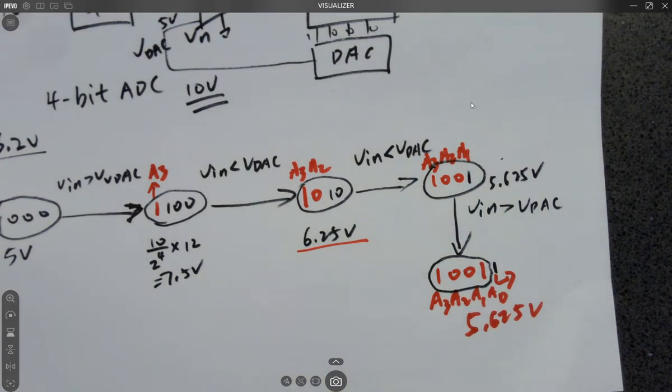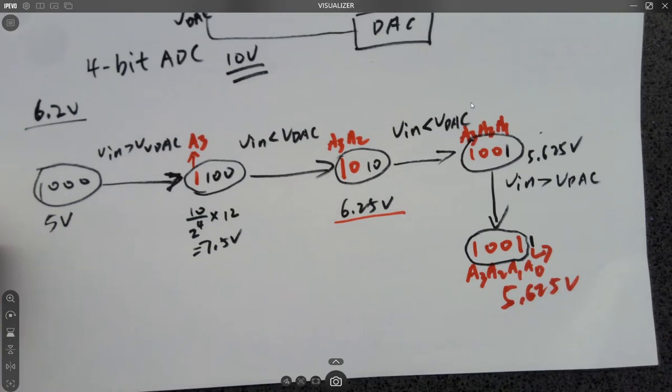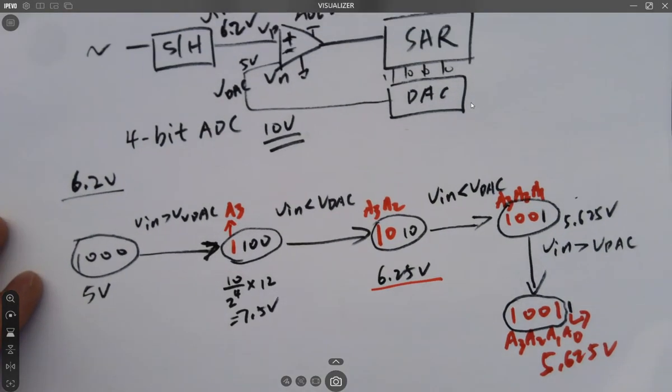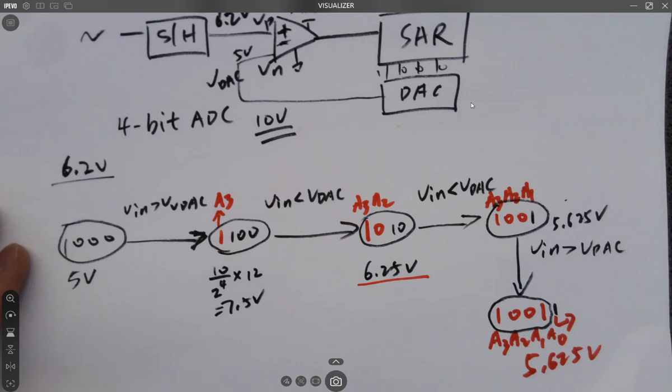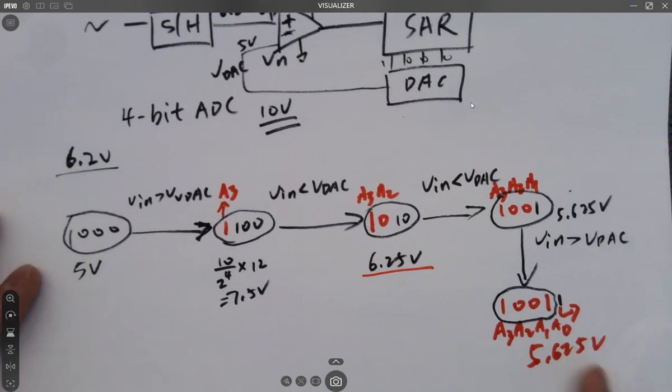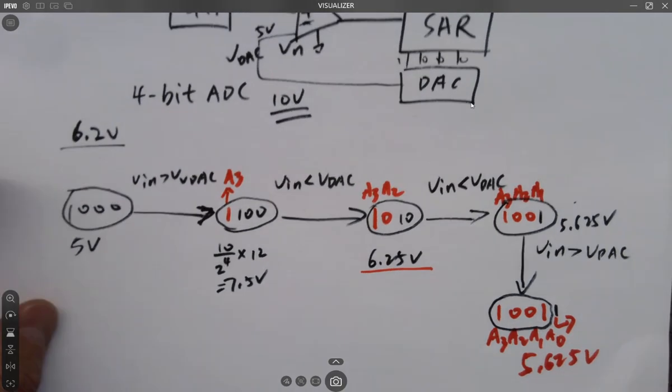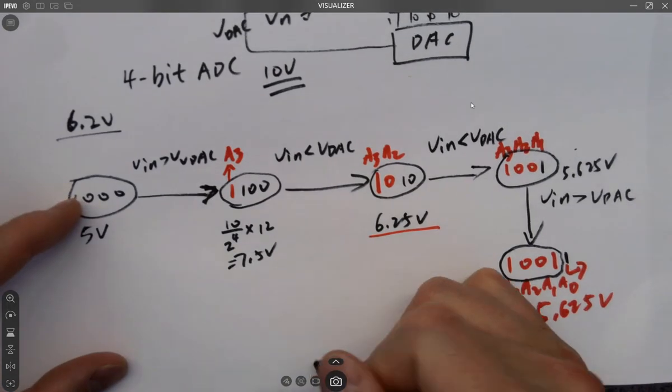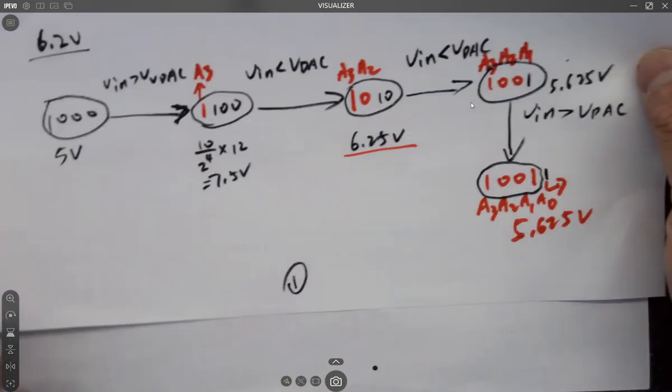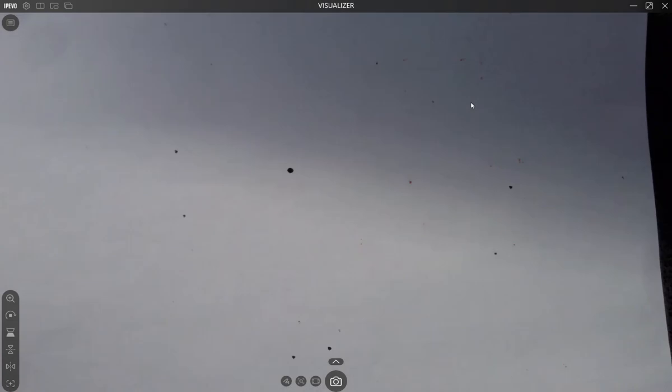So if you want to make it more precise, you just need to increase the resolution, the number of bits for the ADC, to make it more precise. But this is the best we can do. Can I do this on Monday during the quiz? Just make sure you understand what's going on here.